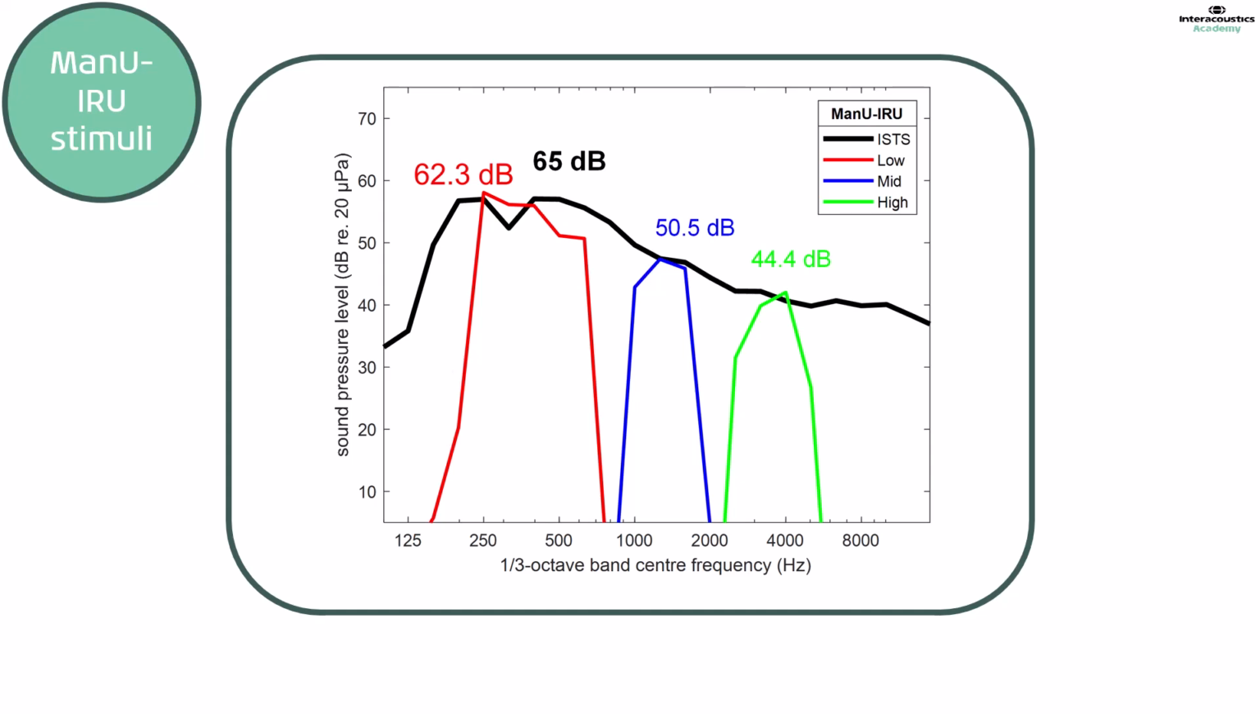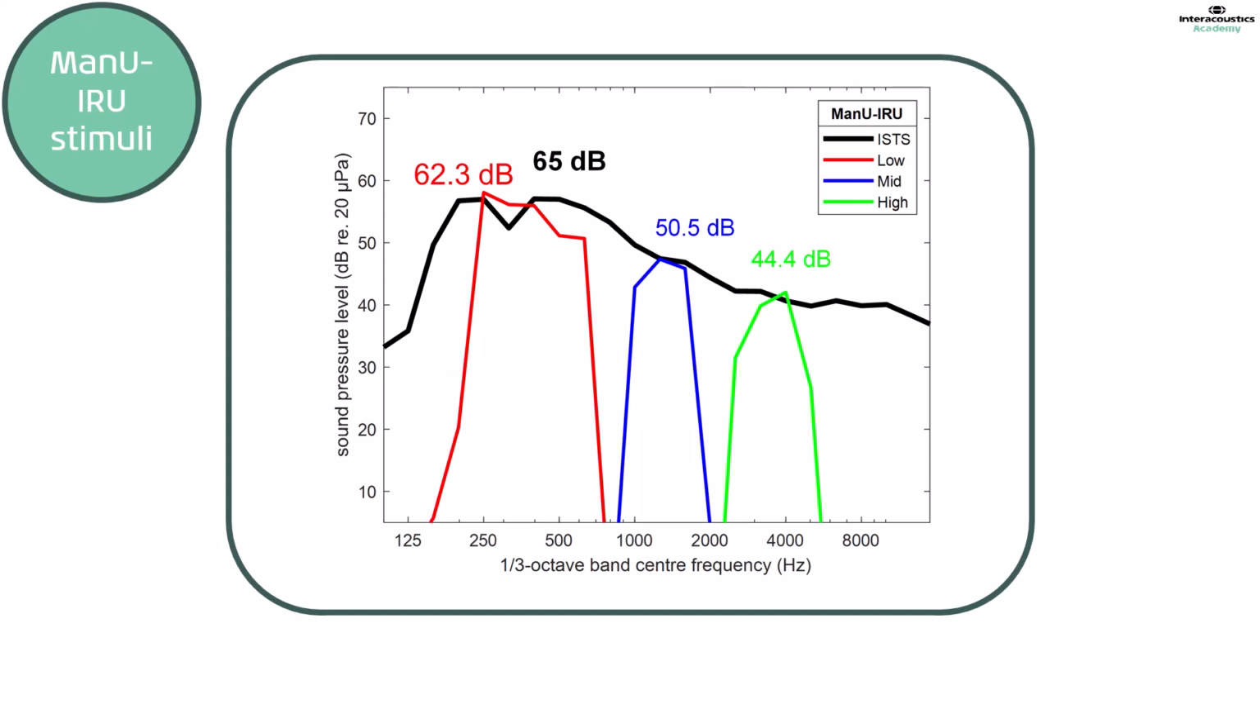Within this set are 3 stimuli: a low frequency, a mid-frequency, and a high-frequency stimulus. We know that we have excellent frequency specificity with these stimuli, so we can be confident that any cortical responses recorded are being generated by neural firing triggered by the region of the basilar membrane that corresponds to the frequency region associated with each stimulus.